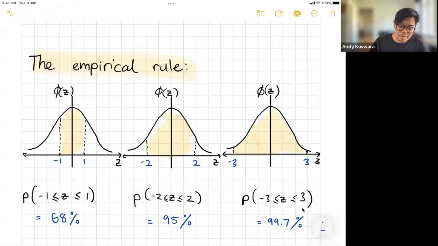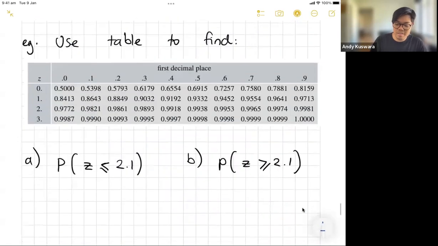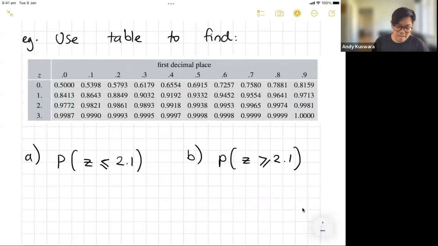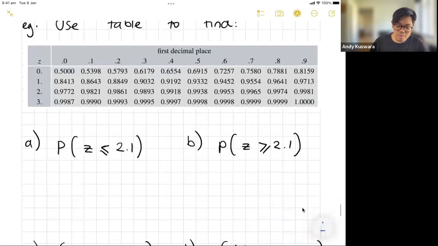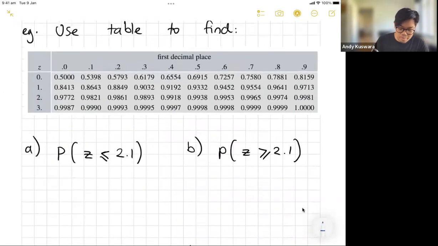Okay, now let me show you how the questions actually come out. This is the empirical rule. And what we've also got here is we've also got the table. Okay, so this is how they'll more likely ask you the question. They'll say, use the table to find the probability that the Z score is less than or equal to 2.1. Okay, so the way this works is I'm just going to draw a little curve here.